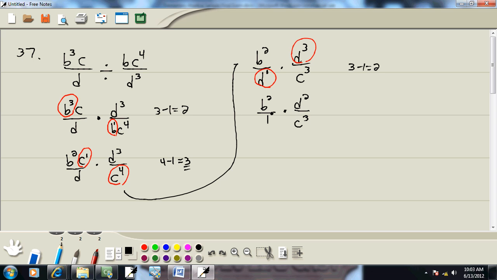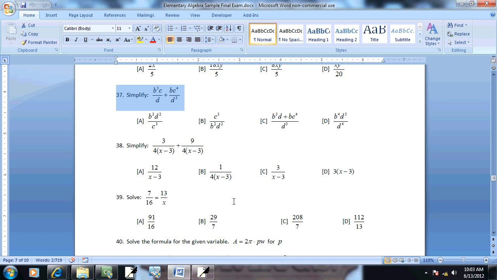Well, there's nothing else I can simplify, so we'll multiply these fractions together. Multiply the top parts together. So b squared times d squared gives me b squared d squared. And multiply the bottom parts together. 1 times c to the third gives me c to the third. And let's see which one that matches. B squared, b squared.